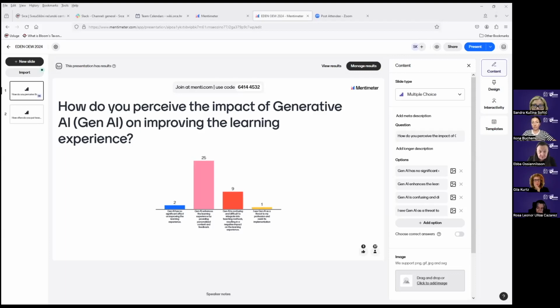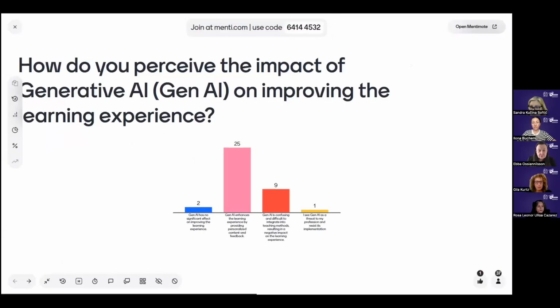Maybe I put it like this so it's easier to see. So maybe we can start, Gila, with you. What do you say about these results? You are muted. No, I can't read the pink one. Pink one means AI enhances the learning experience by providing personalized content and feedback. Fantastic. So I see that the majority use it for enhancement, which is a good start, but I think we can also reshape education using generative AI. So I hope it will be in the future.